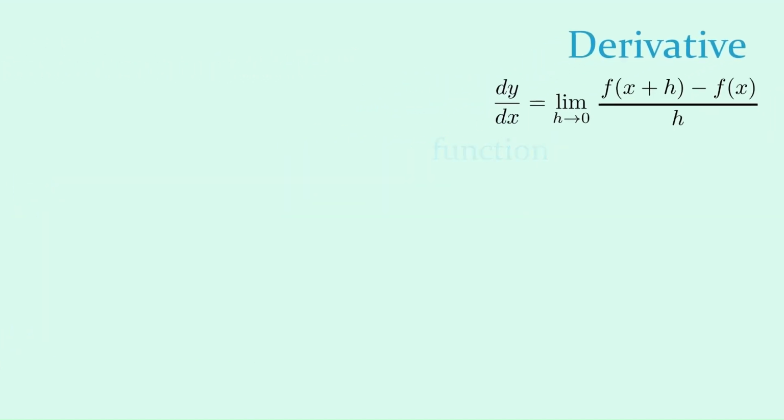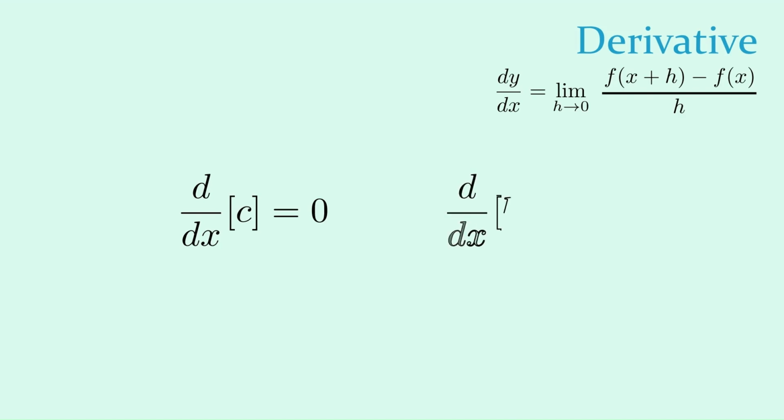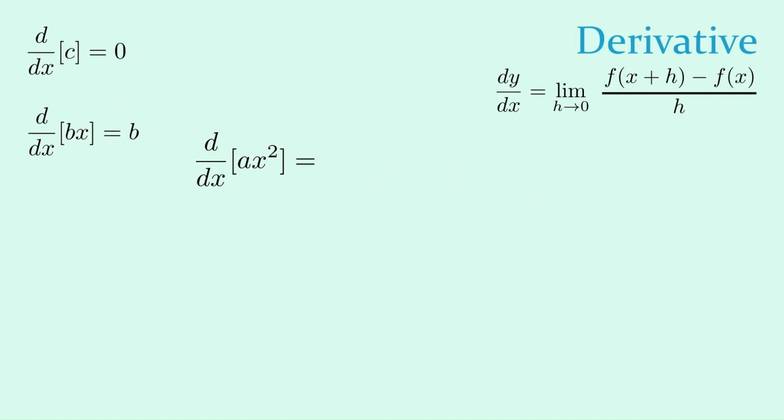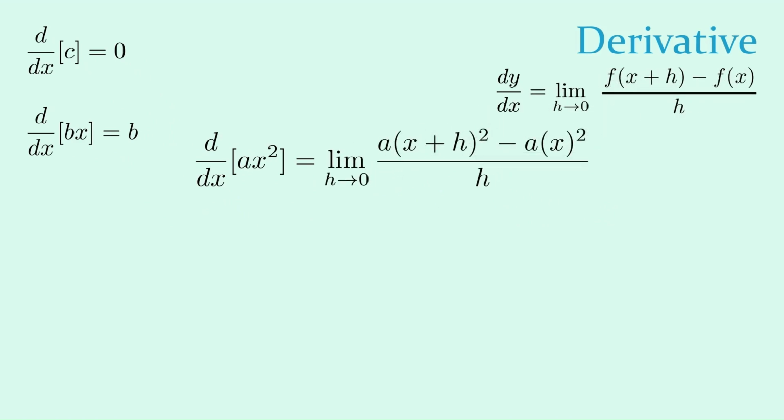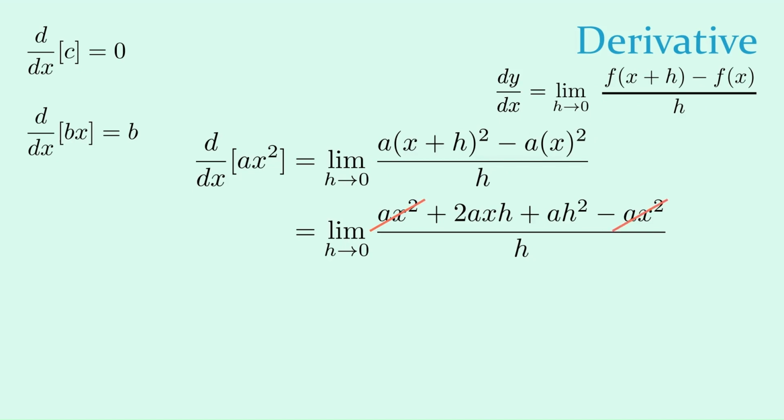It'll prove convenient to learn some tricks to bypass this mess. Start with the obvious. The derivative of a constant is always 0, because it doesn't change. The derivative of a linear function is a constant. For a second degree term, a little less obvious, but trust the algebra: expand that, and this cancels, which leaves us with an extra h term. But h is really close to 0. That means h squared is really close to 0 and vanishes. So the derivative of x squared is 2x.